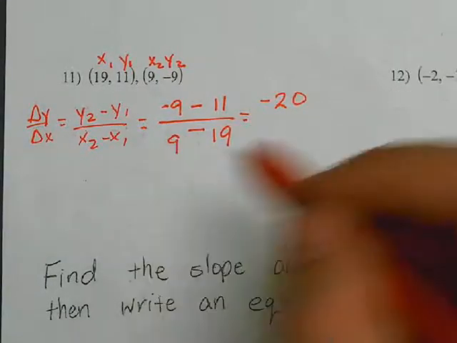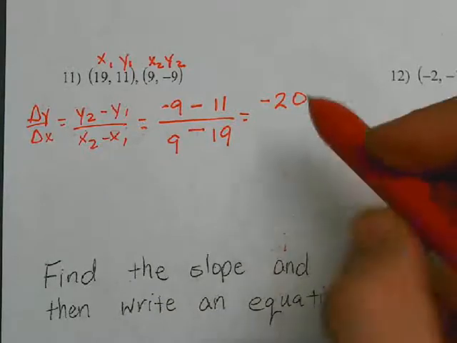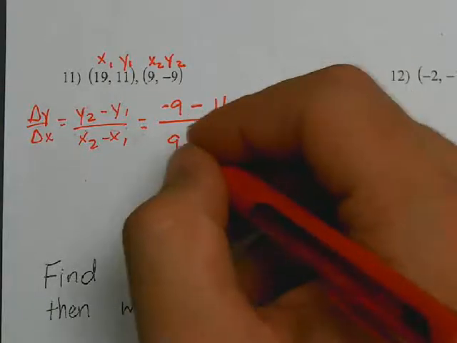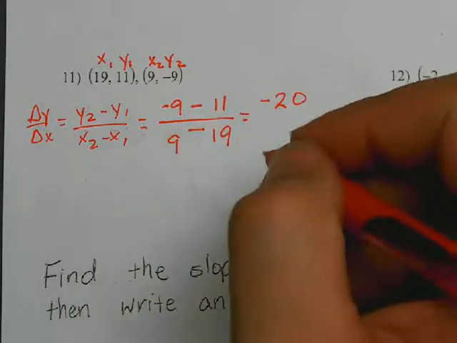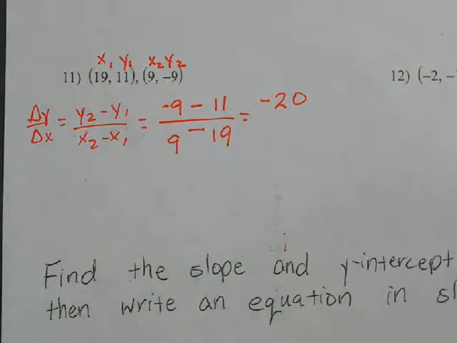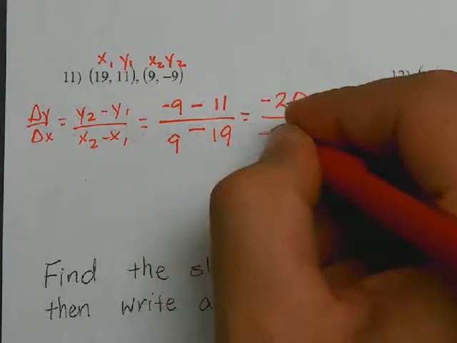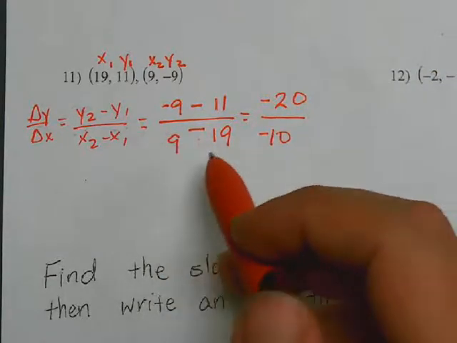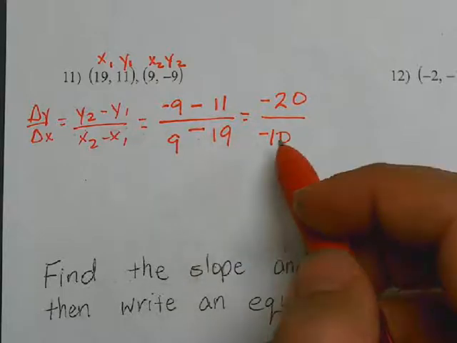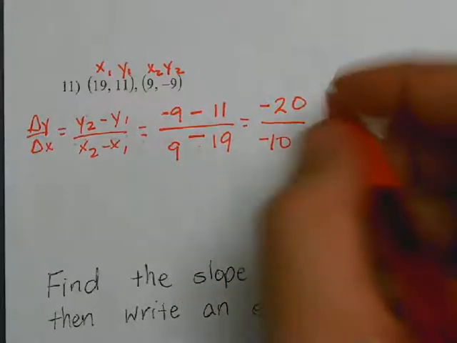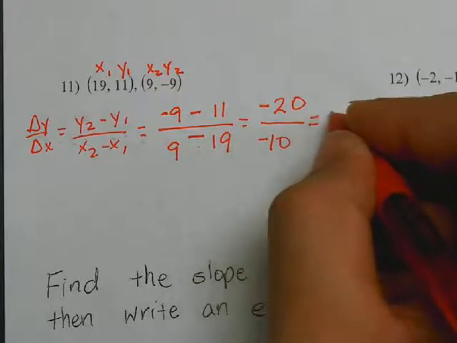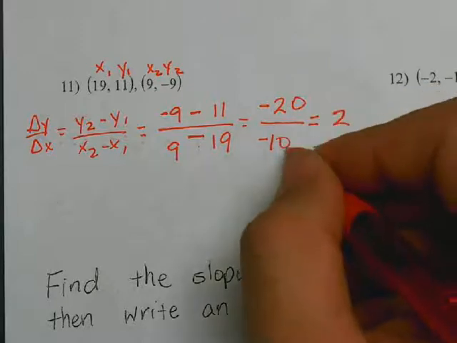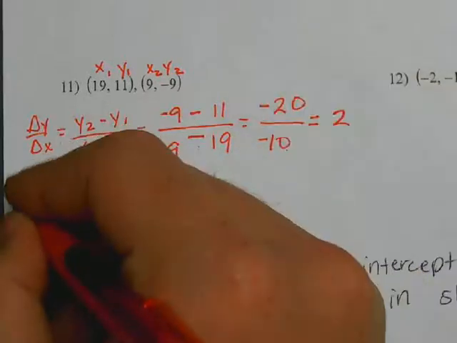9 minus 19, okay, would be, if you say 9 minus 10, or you could even say 9 move to the left 19 times, it will take you to negative 10. Another way to kind of look at that, the signs are different, so find the difference by subtracting. 19 minus 9 is 10, and then take the sign from the bigger number. So negative 20 divided by negative 10 would be positive 2. The negative divided by negative is positive. 20 divided by 10 is 2. So I now know that m is 2.